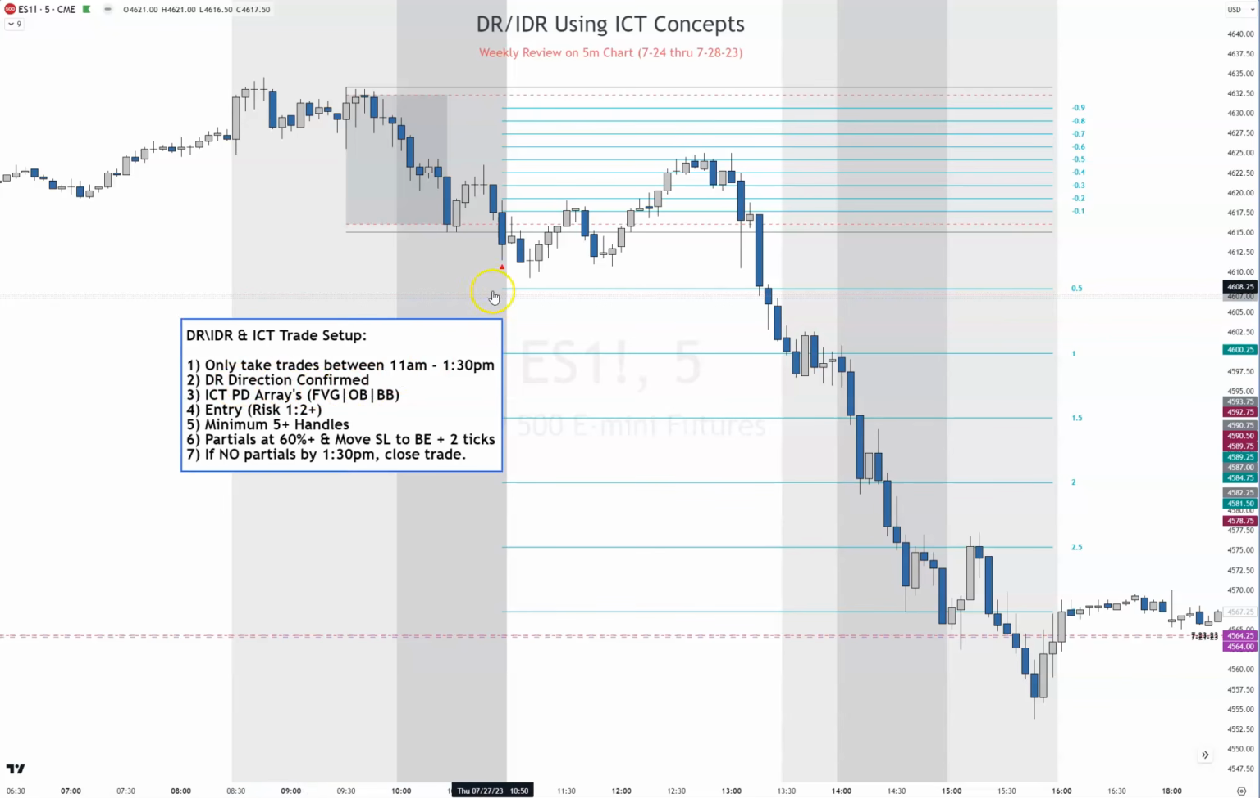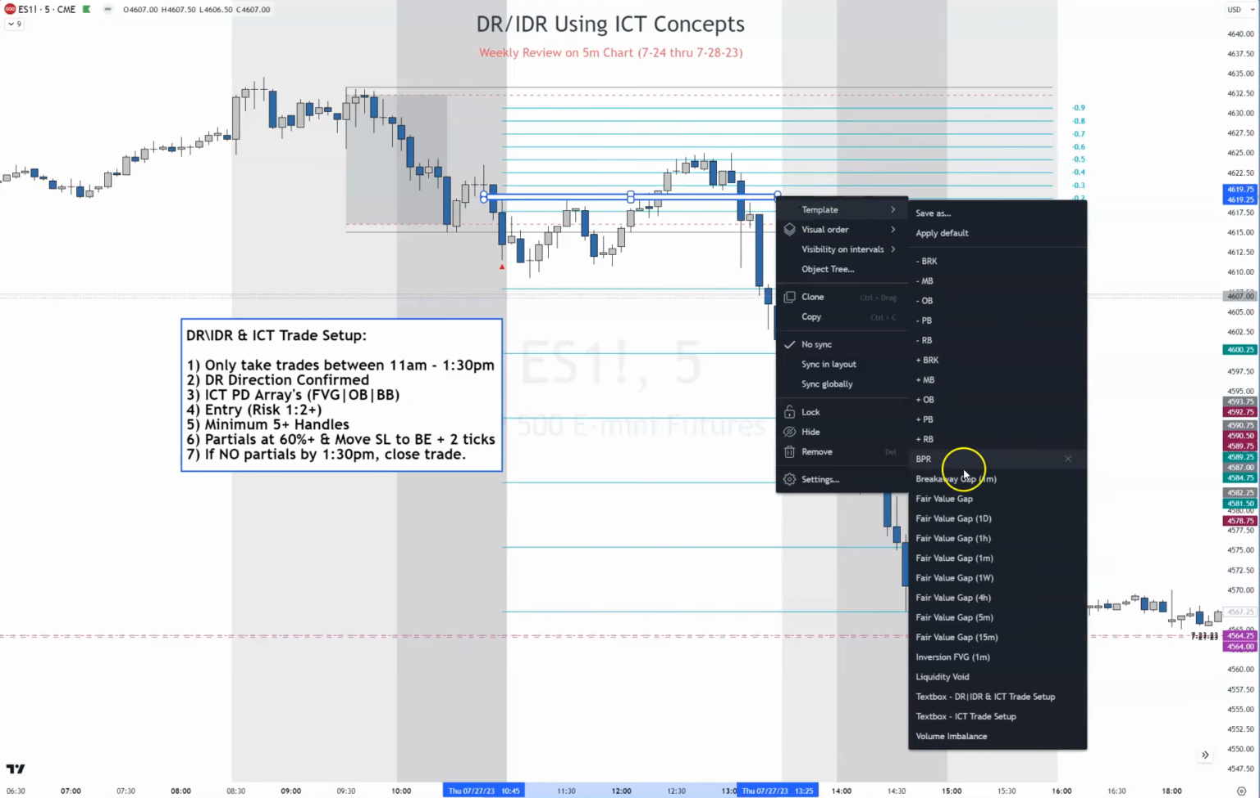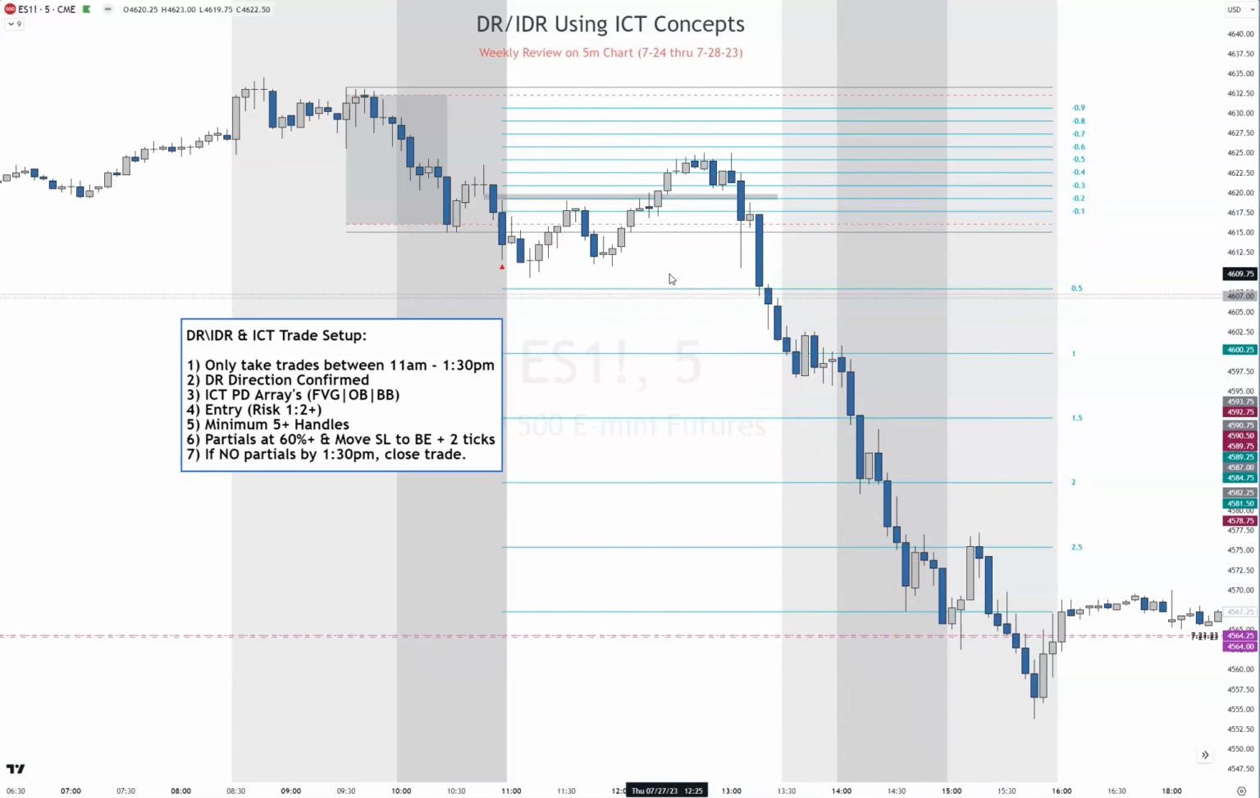So direction confirmed, DR direction confirmed. Yes, red arrow. It's closed below the DR line. Perfect. Now we're going shorts. Look for structure. We have a small one right here, a small fair value gap right there. Okay. We have a bigger one here. I need to turn this back on. Have one right here.